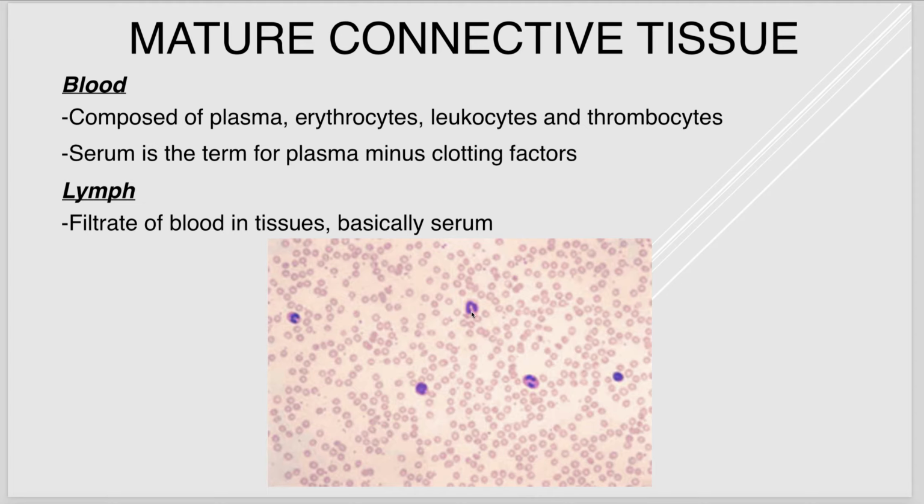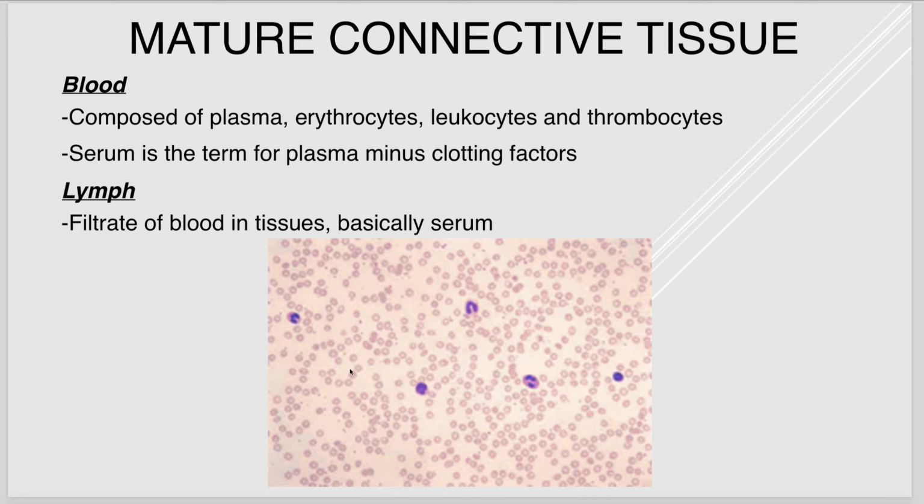So blood, we'll talk about blood in a lot more detail later, but blood has the plasma component and then the formed elements, the cellular components, so red blood cells, white blood cells, and platelets. Serum, this is plasma minus clotting factors. And then lymph is the filtrate of blood and tissues. We'll talk about how lymph forms later in the course, but it's basically serum.